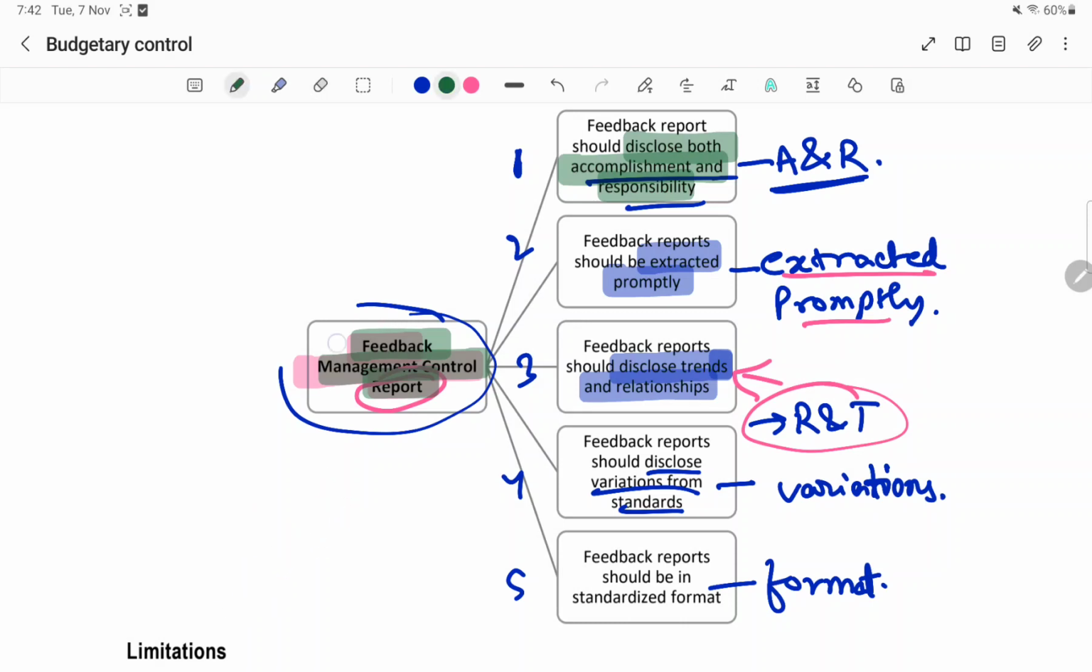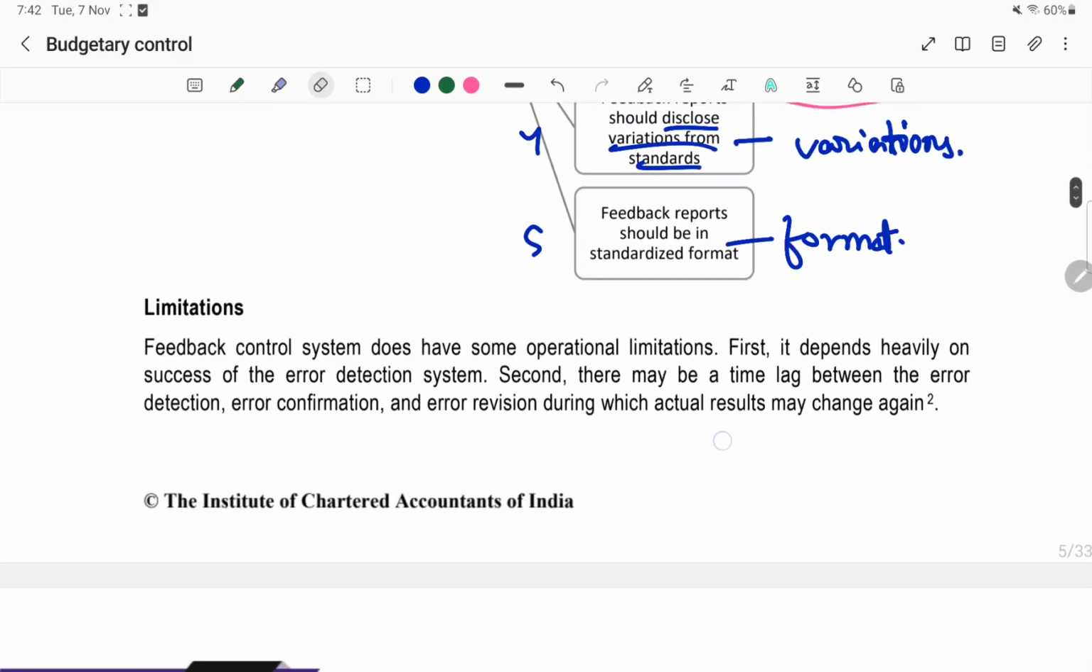Yeah, so this is the feedback management control report. From R there is relationships, responsibilities and accomplishments. Now from E and P there is extracted promptly. From O format, and from R and T trends and relationships.